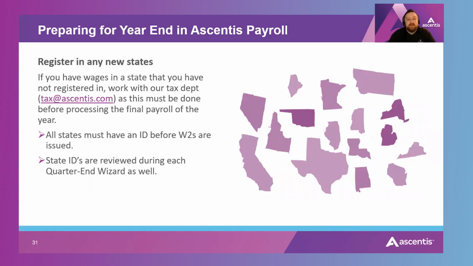Make sure to register for any new states you've started to pay in during the last year. Sometimes a company grows so fast they don't realize they've started doing business in states they aren't even registered for. If you have wages in a state that you have not registered for, please contact our tax department to get information on where to register. Registration information must be received before processing the final payroll of the year. All states must have an ID before the W-2s are issued. State IDs are reviewed during each quarter end wizard as well, to help identify missing states throughout the year.